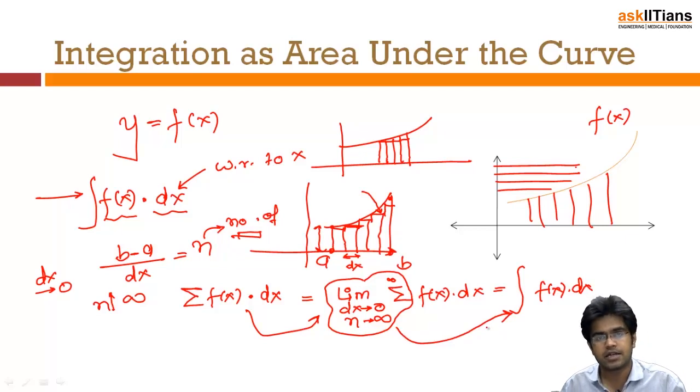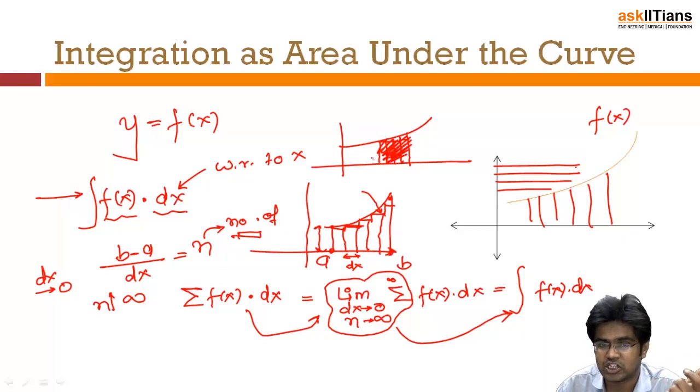Integral sign means that dx is very small, you have infinite rectangles, and you are integrating them, adding them to get the area. So this is the method in which we get this area. So this is integration as area under the curve.